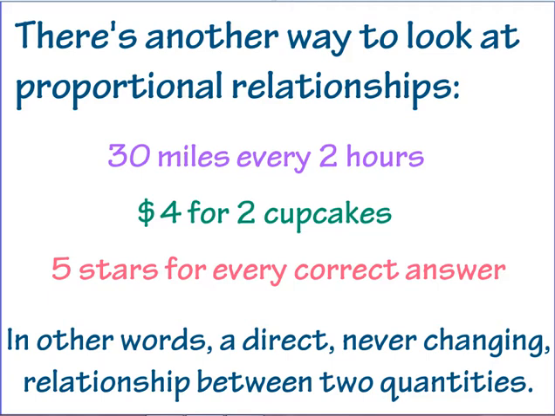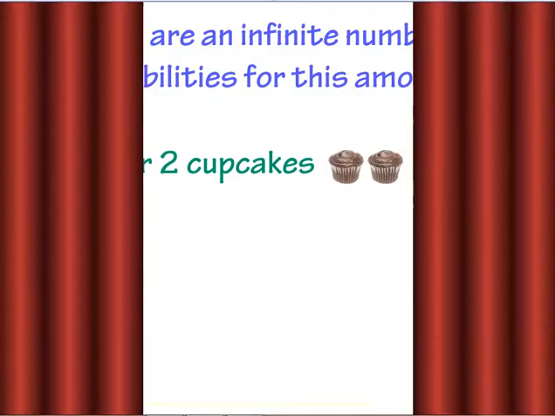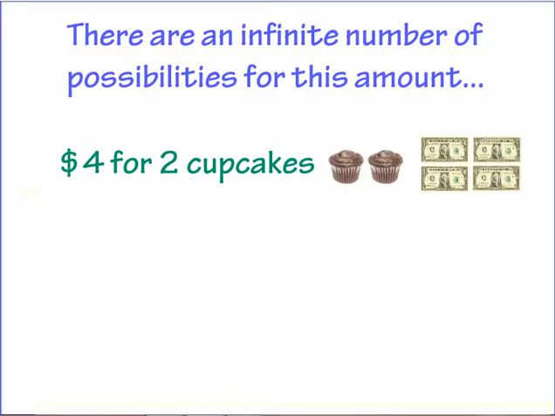If I'm going 30 miles every 2 hours, then every 2 hours I'm driving, I'm traveling those 30 miles. Or for every 2 cupcakes I'm buying, I'm spending the same $4, right? Or for every correct answer, I'm still going to get 5 additional stars. Those are proportional relationships. In every proportional relationship, there's an infinite number of possibilities. Let me show you what I mean.